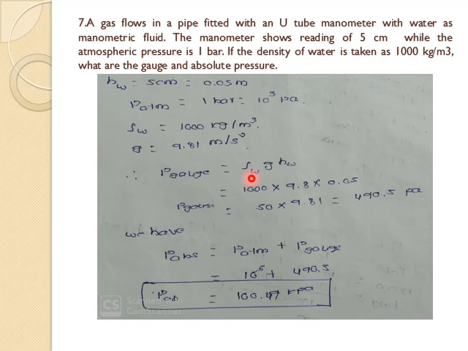Then using these data we need to find out gauge pressure as well as absolute pressure. Gauge pressure is equal to the basic formula, which is rho into G into H. Rho is in this case the density of water, because the manometer fluid is water here. G is the gravitational constant, Hw is the height of the water. Height of the water he has given in the question. G we know, and density of water also he has given. So gauge pressure is 490 pascal. Now gauge pressure is over. Now we need to find out absolute pressure.